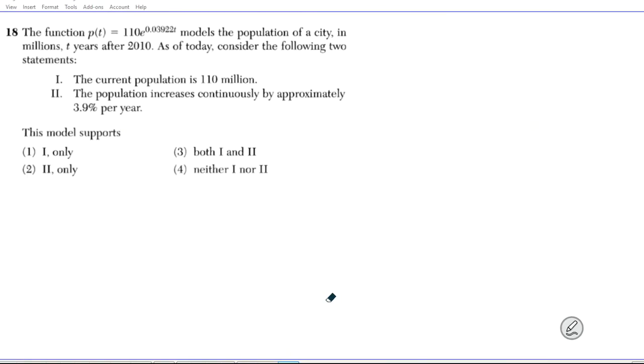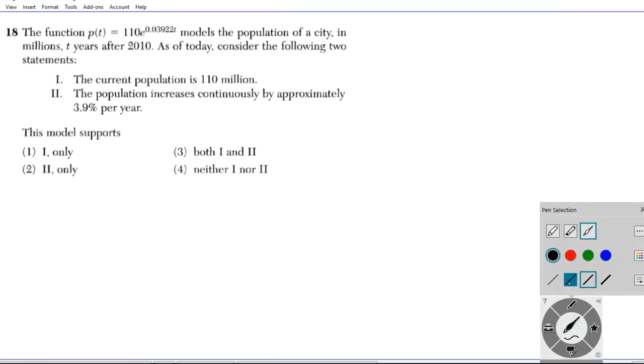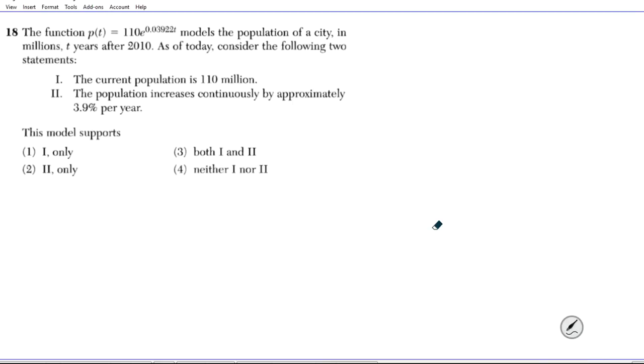All right, let's take a look at question number 18. For question 18, it reads, the function P of t equals 110 e to the 0.03922t models the population of a city in millions t years after 2010. As of today, consider the following two statements. First one, the current population is 110 million, and the second, the population increases continuously by approximately 3.9% per year. This model supports: is it the first statement that's correct, the second, both, or neither of them?